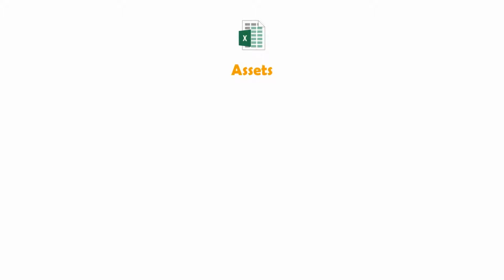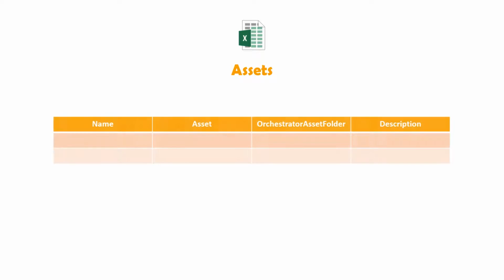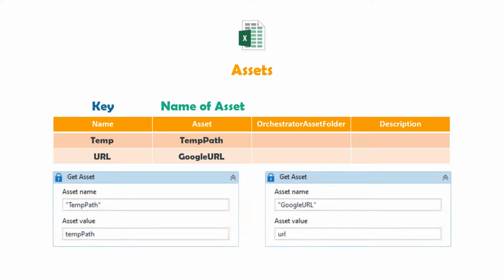Let's check the assets sheet. In this sheet we define the assets stored in Orchestrator, which we use in the process. It consists of 4 columns: name, asset, Orchestrator asset folder, and description. As in the case of the previous sheets, we use the first column, name, as key in the dictionary. In the second column we store the name of the asset. Using this value we can read the asset from Orchestrator.